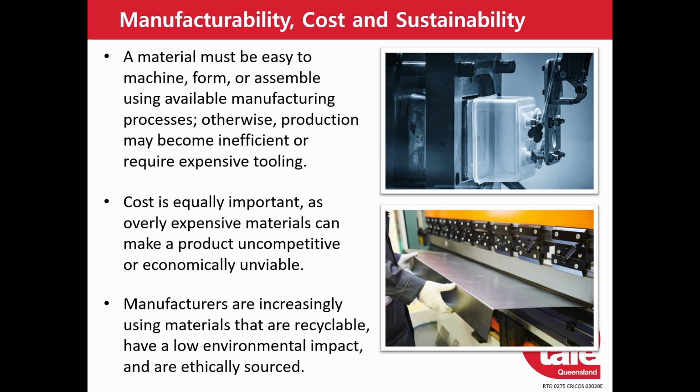Cost is equally important, as overly expensive materials can make products uncompetitive or economically unviable. On the right there, we've got an example of sheet metal forming and bending. It's well suited for producing durable parts with excellent structural integrity. It's highly manufacturable, especially for medium to high production volumes, as it requires relatively simple tools and machinery. The process is cost effective due to the fast production rates and minimal material losses.